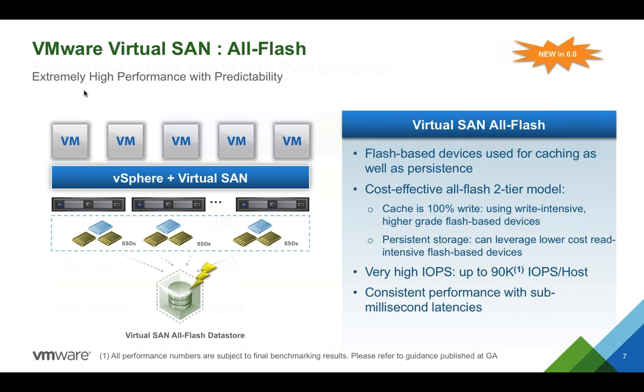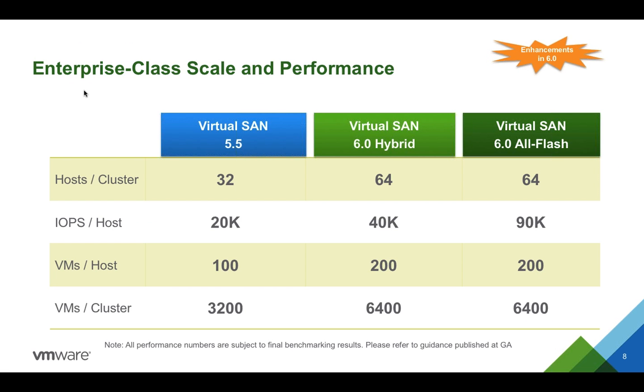Whereas the persistent storage can leverage a lower cost, read-intensive type of flash device, which translates into cost savings, because you don't have to have the same high-end device in the two different tiers, which then delivers a cost value. When it comes to the performance aspect of this solution, we're talking about an incredible amount of IOPS per host, 90K IOPS per host. And while that's really nice and fancy, one of the things that I like to focus on the most is the one bullet point below, which is being able to deliver that level of performance consistently at sub-millisecond latencies.